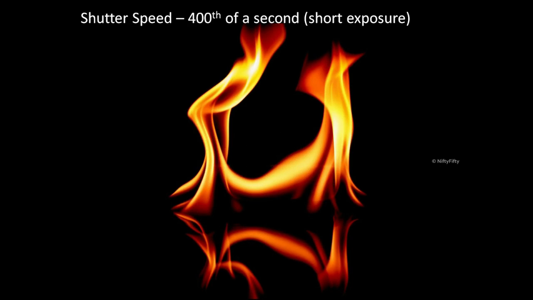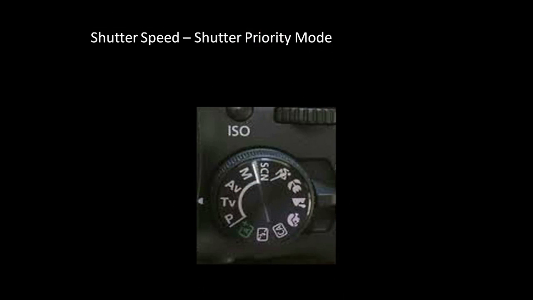This photograph I took was with a shutter speed of 1/400. That means the shutter was open for 400th of a second, because I wanted to freeze the moment. So if you want to take a sharp picture, you should use a high shutter speed, as in this case. If you want to capture the motion, you can use shutter priority mode, which allows you to select the shutter speed while the camera adjusts the aperture to ensure correct exposure.